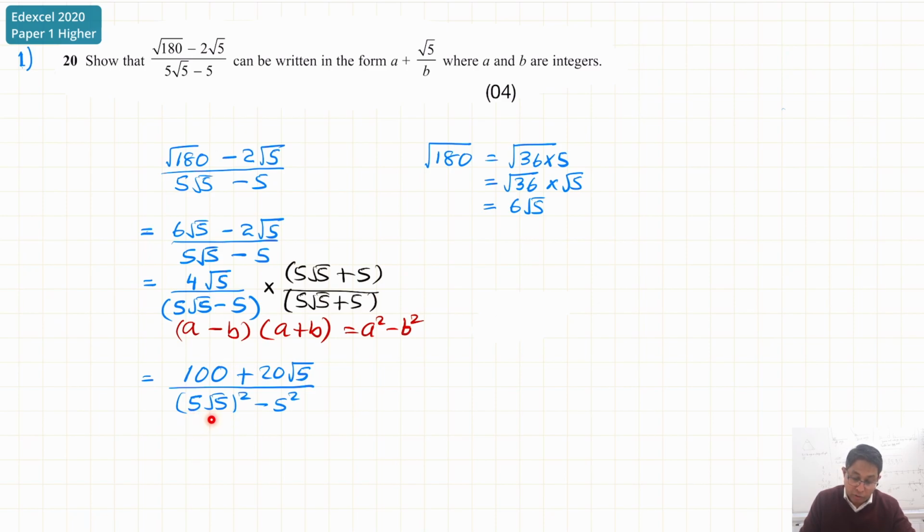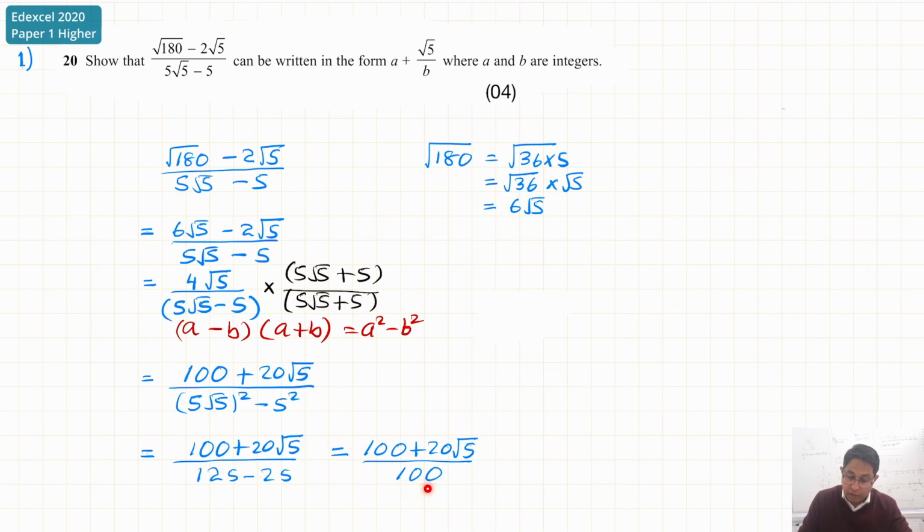5 squared, the square of square root 5, is 5. So we're going to get 125 here, minus 5 squared, which is 25. This is equal to 100 plus 20 square root 5 over 100.